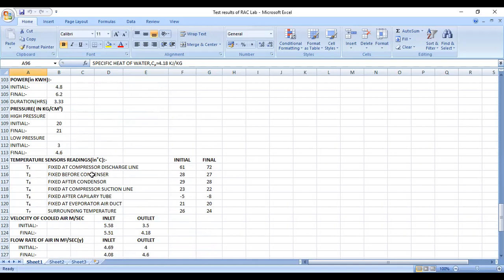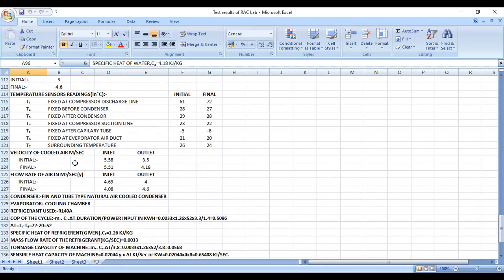Fixed before the condenser is 28, 27. Fixed after the condenser, 29, remains more or less 28. Fixed at compressor suction, 23, more or less 28. Fixed after the capillary, 5, minus 8. Fixed at the evaporator air duct is 21 initially, finally becomes 20, not reduced much. Surrounding temperature 26 became 24 only.